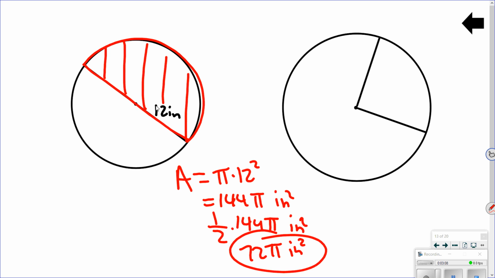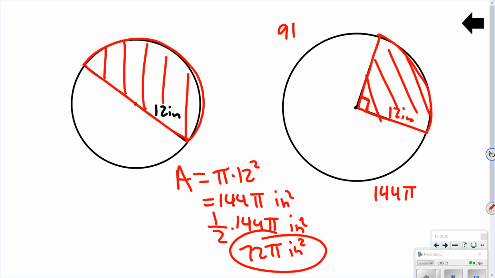If I look at this next one, this we said was 90. Let's say this is still 12 inches. I want to find the area of that sector. It's outlined in red right there. So we know the area of the entire circle we already found was 144 pi. If this is 90 degrees, the portion of the circle I'm trying to find is 90 out of 360, which reduces down to be a fourth. So I would times that by a fourth. 144 divided by 4 comes out to be 36. So there'd be my answer right there.